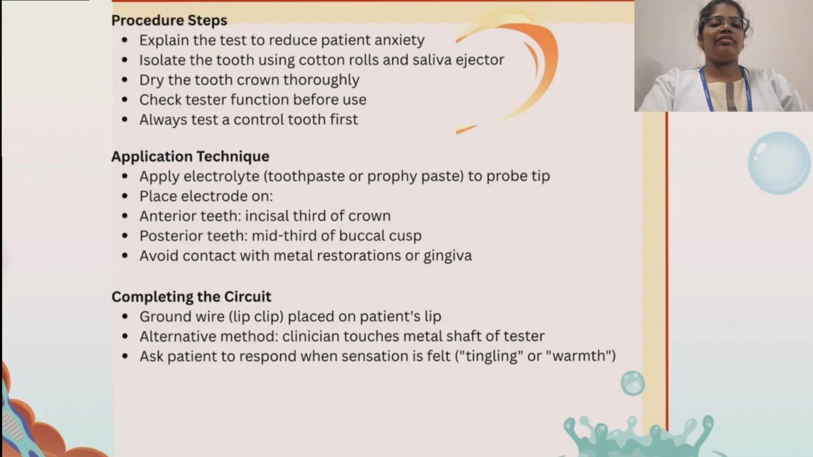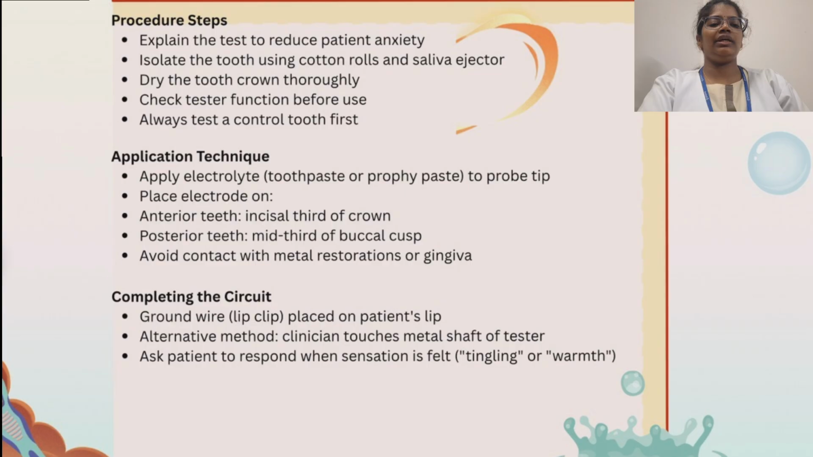Procedure. First, explain the test to reduce the patient's anxiety. Isolate the tooth using cotton rolls and saliva ejector. Dry the tooth crown thoroughly. Check tester function before use. Always test a control tooth first.